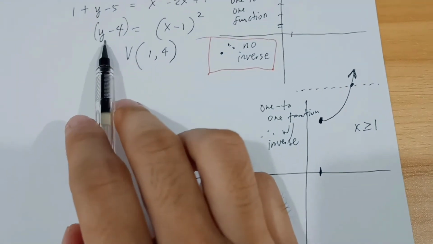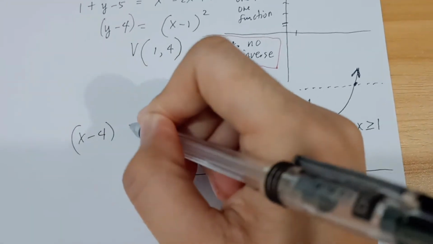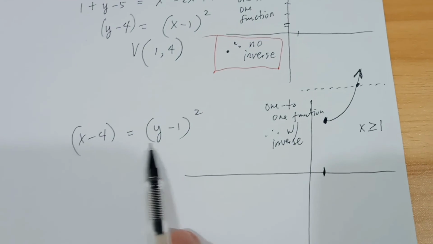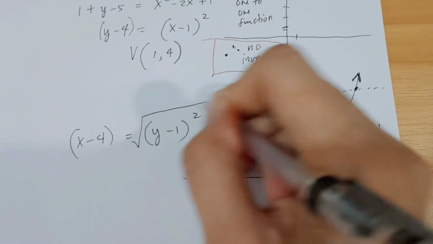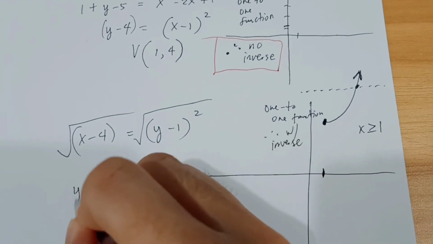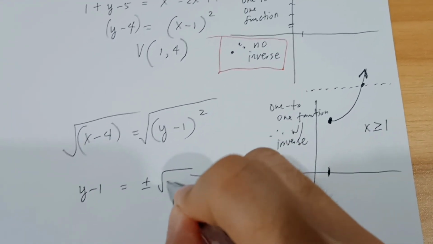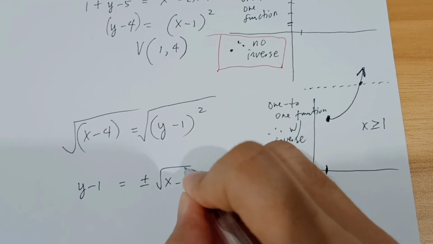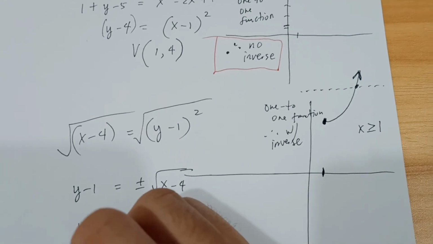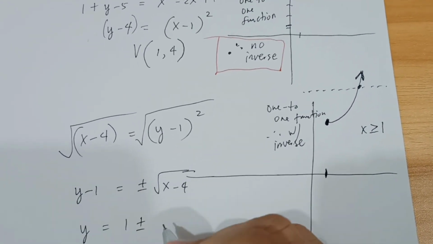Kunin natin yung inverse. So, ito na yung vertex form natin. Palitan natin yung y ng x. So, x minus 4 na siya is equal to y minus 1 squared. Square root. So, y minus 1 is equal to plus minus square root of x minus 4. Lipat sa kabila yung 1, kaya y is equal to 1 plus minus square root of x minus 4.